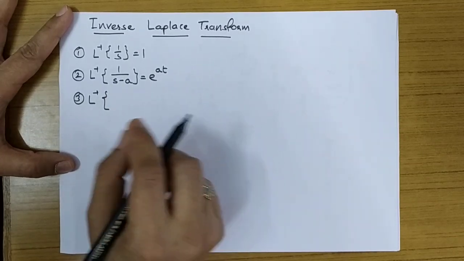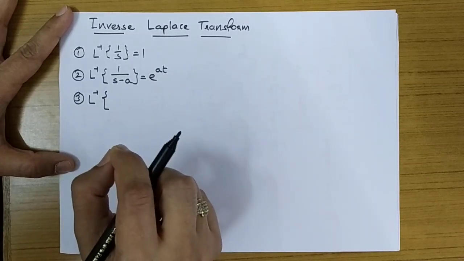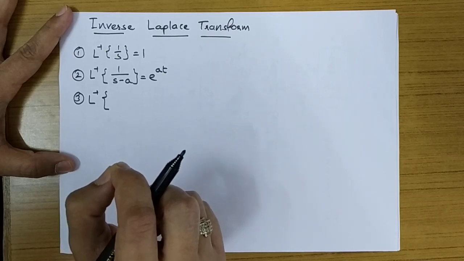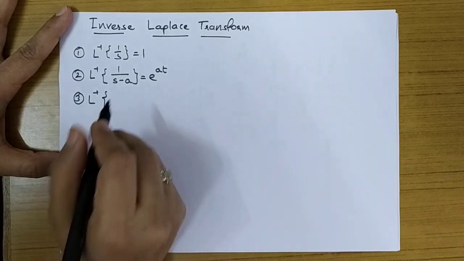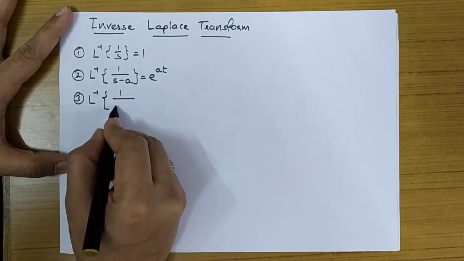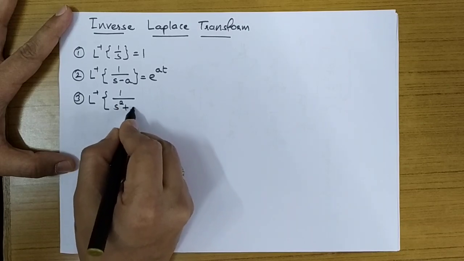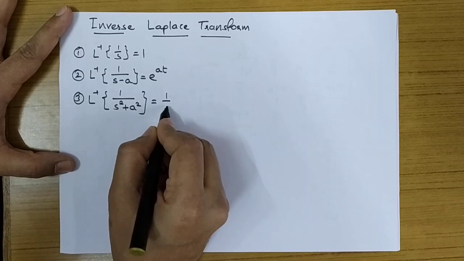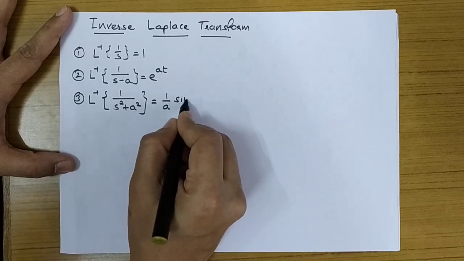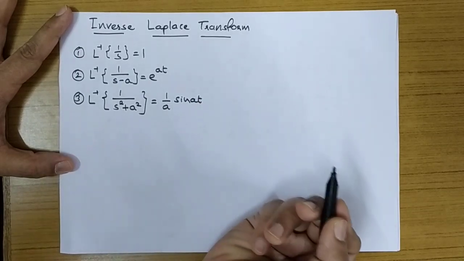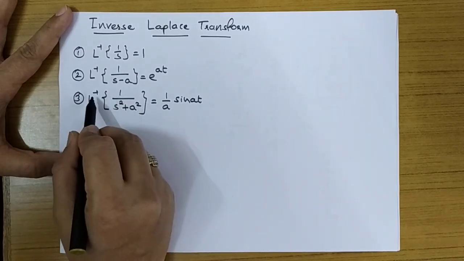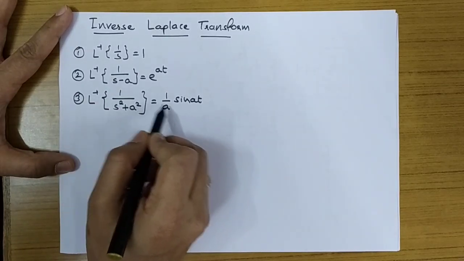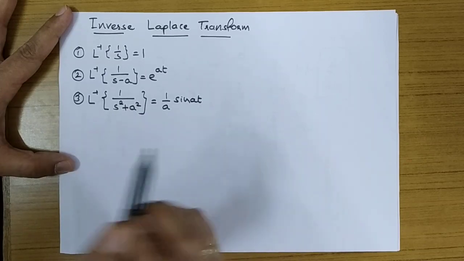Third formula. In Laplace transform, the formula was L of sine at is equal to a upon s square plus a square. So here you can write L inverse 1 upon s square plus a square is equal to 1 by a sine at. Actually it is L inverse a upon s square plus a square, but a is constant, so you can write it on the right hand side.